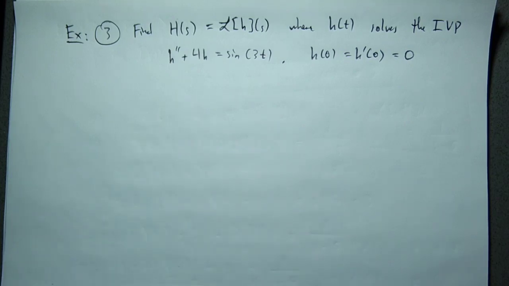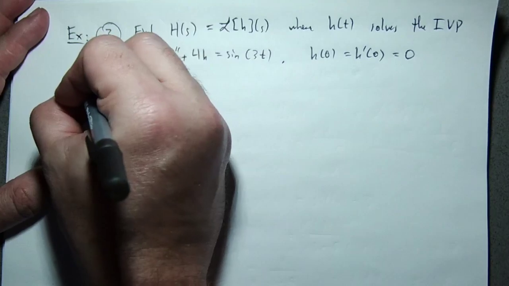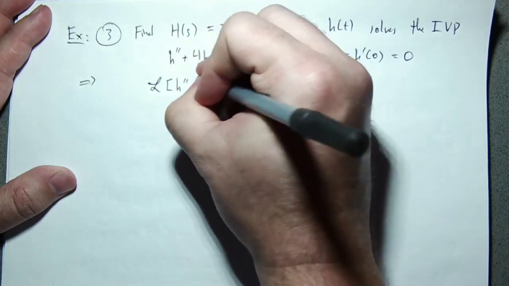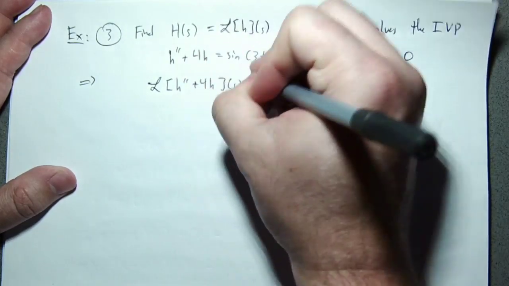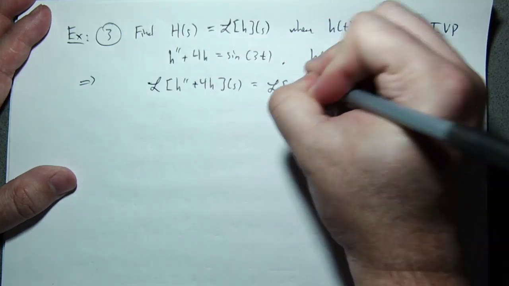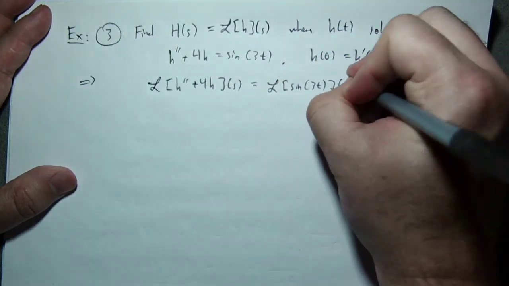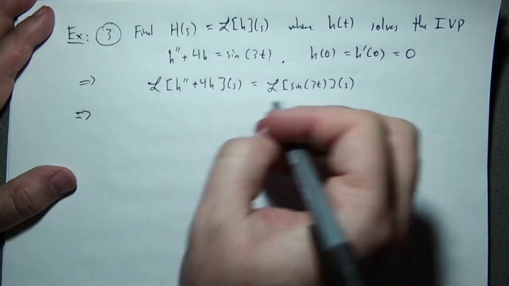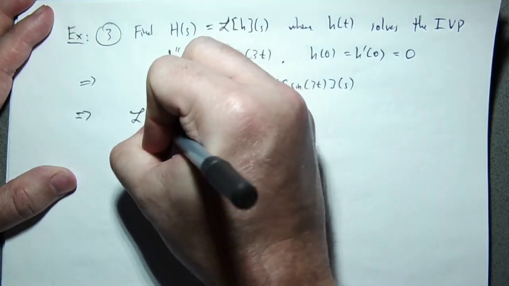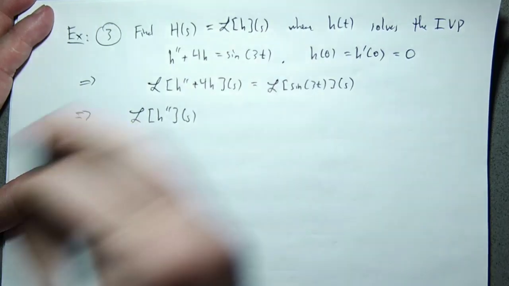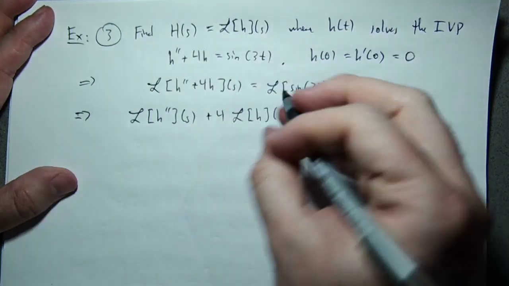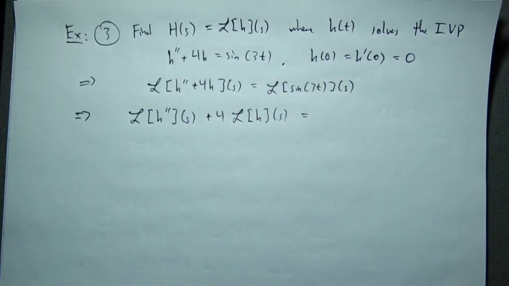So, quickly, same thing I always do. I hit both sides of this with a Laplace transform. So this equation means that the Laplace transform of little h double prime plus 4 times little h of s is equal to the Laplace transform of sine of 3t of s. Okay. So, using the properties of the Laplace transform, that it's linear, this is the Laplace transform of little h double prime of s plus 4 times the Laplace transform of little h of s. And that is equal to, what is the Laplace transform of sine of 3t of s?